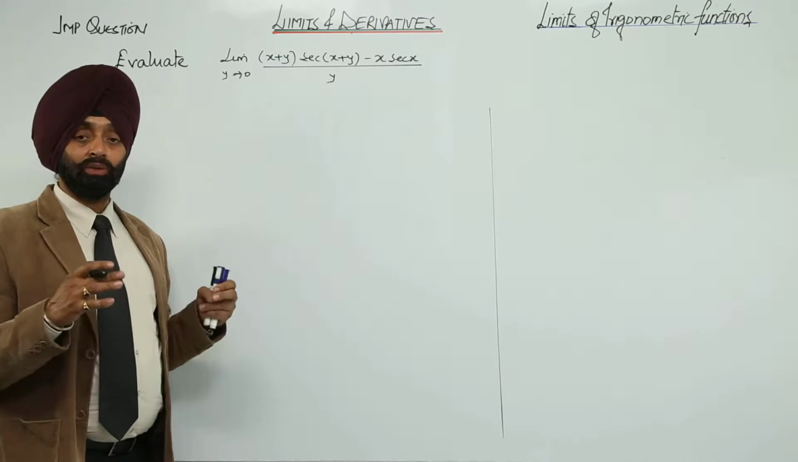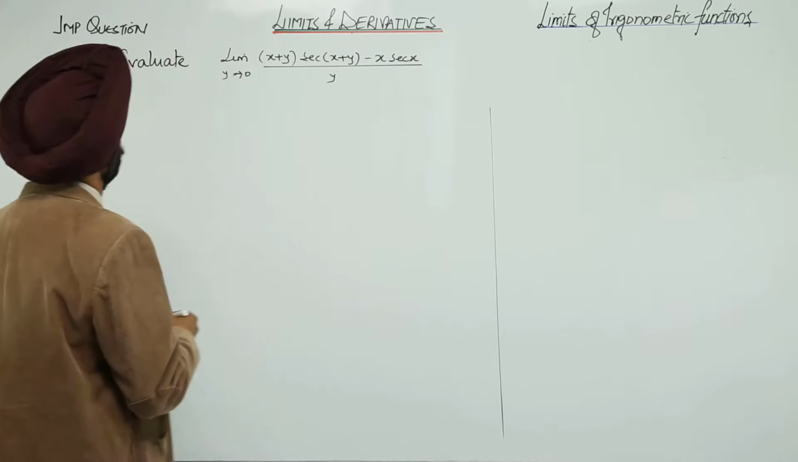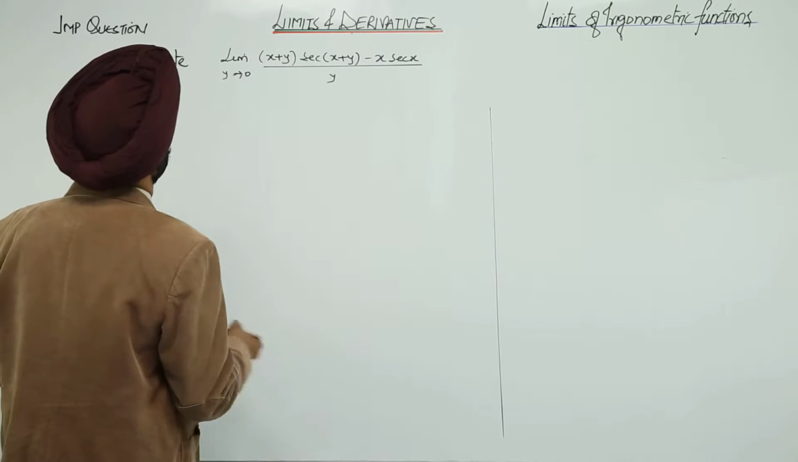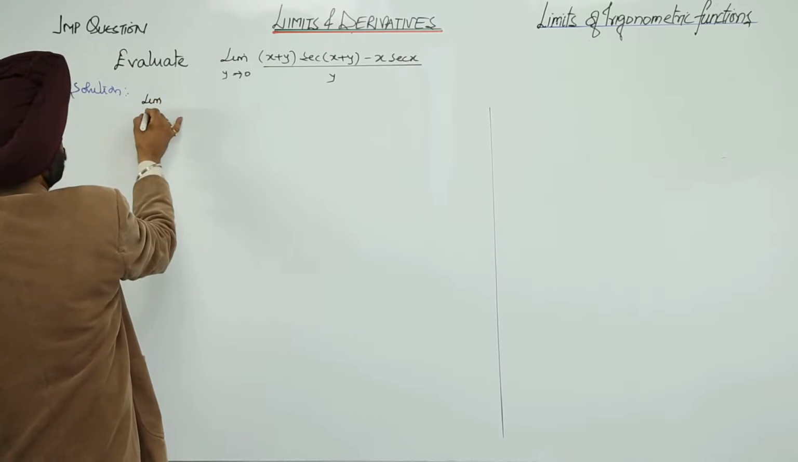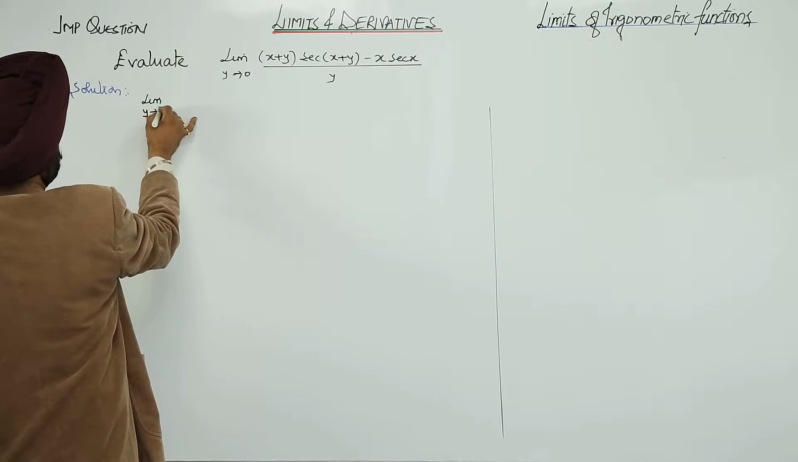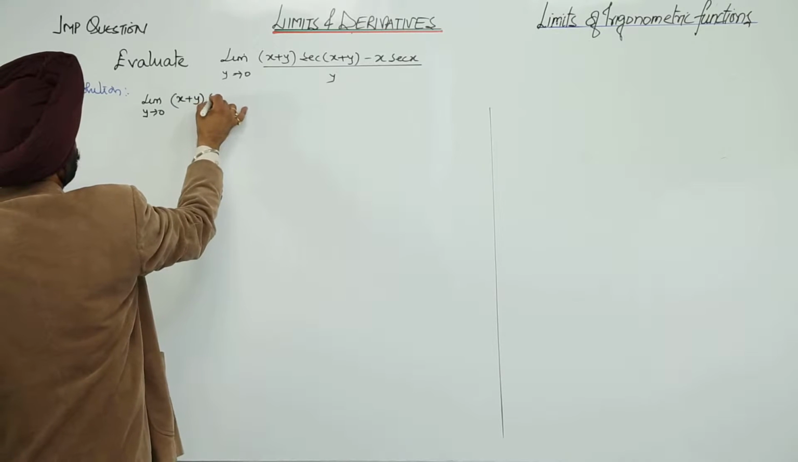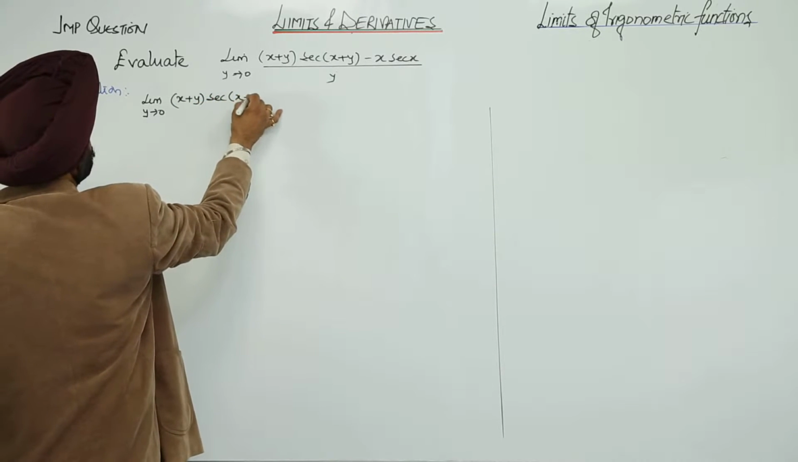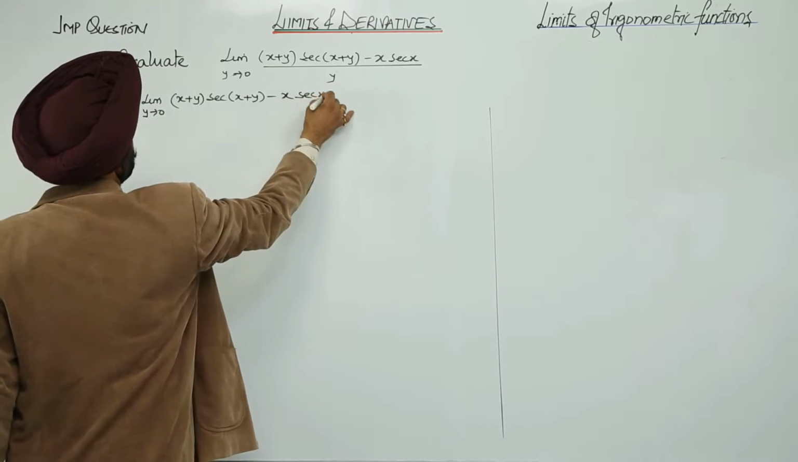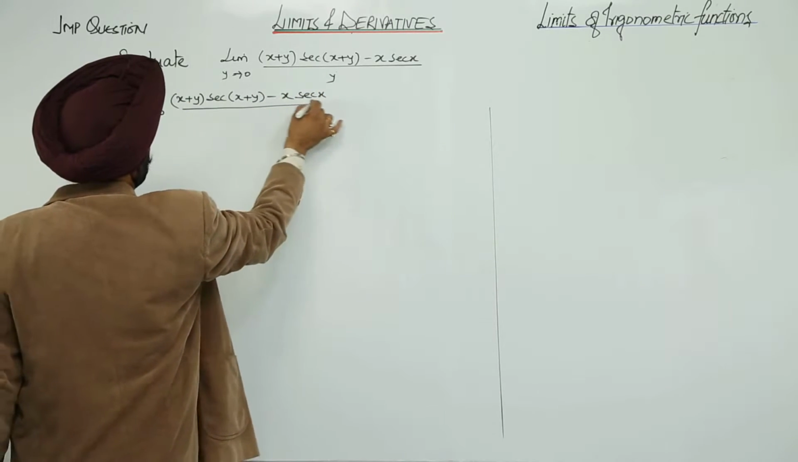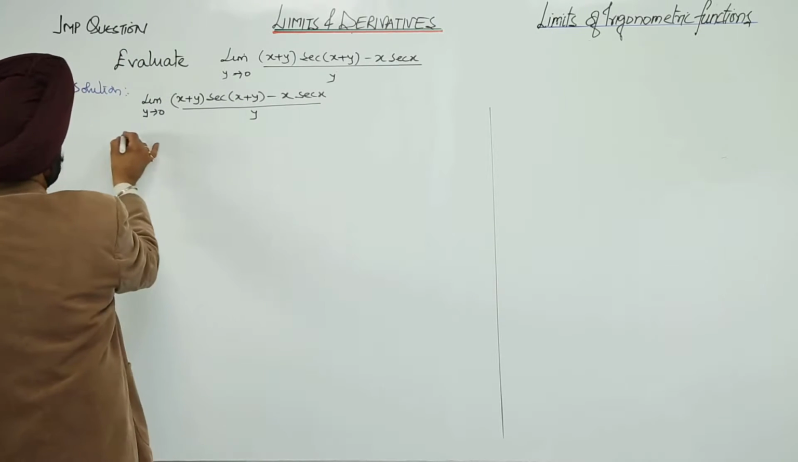Now this is a very important question, a little bit lengthy but indeed an interesting one. Okay, so let's proceed. Limit y approaches 0, x plus y secant x plus y, negative of x secant x, upon y. Okay.